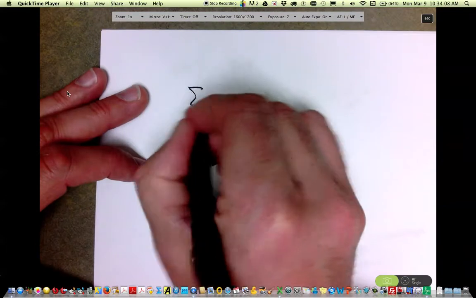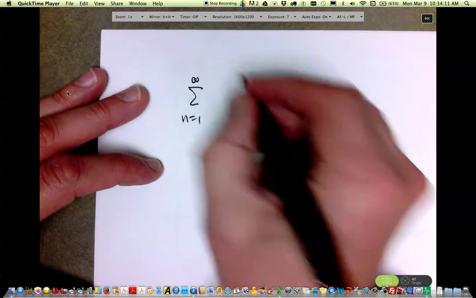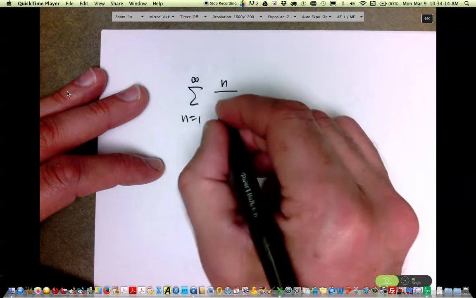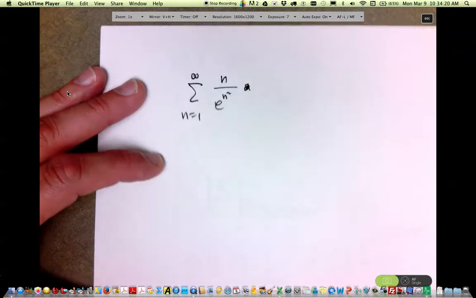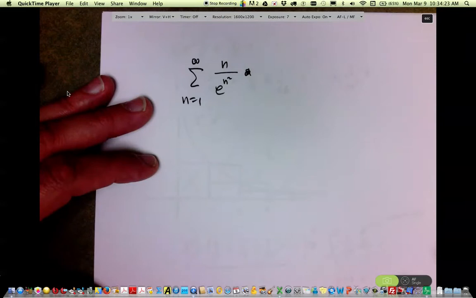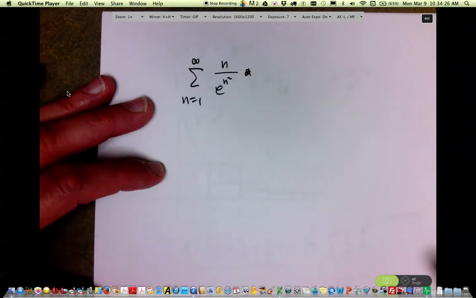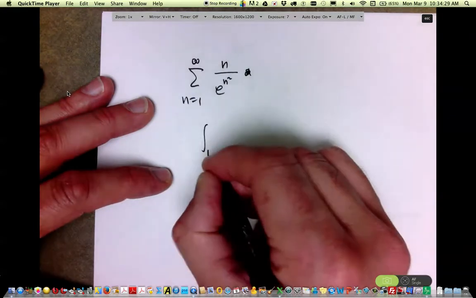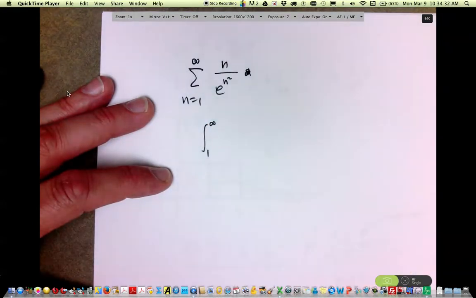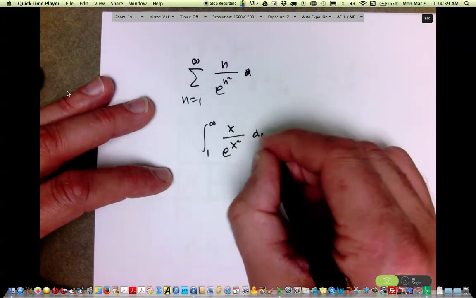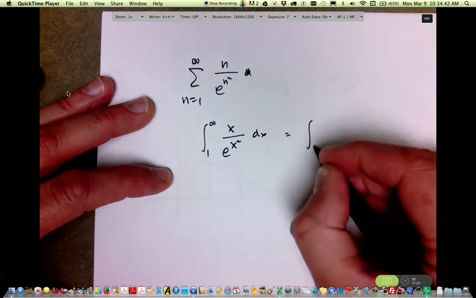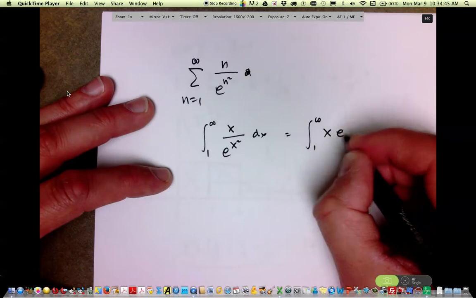Okay, so let's look at just one more of these. Suppose that we have a series, defined as n goes from 1 to infinity of n divided by e to the n squared, or just n over e to the n squared. The question is, does this converge or does it diverge? This is all about the integral test, so we're going to check what happens to the integral from 1 to infinity of x divided by e to the x squared dx, which may be easier to write as the integral from 1 to infinity of x e to the negative x squared dx.